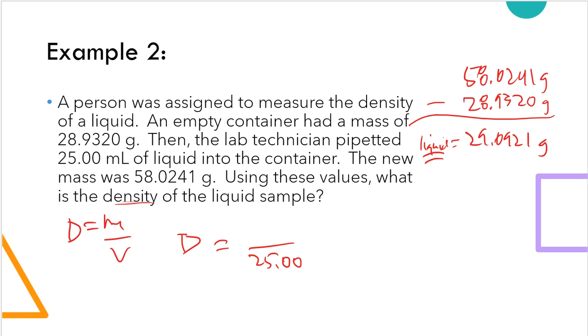Before and after, take the difference. So that means, ding, ding, ding, ding, there's my mass. That goes in for M. So 29.0921 grams, and milliliters, 25. And that allows me to calculate the density of this liquid.